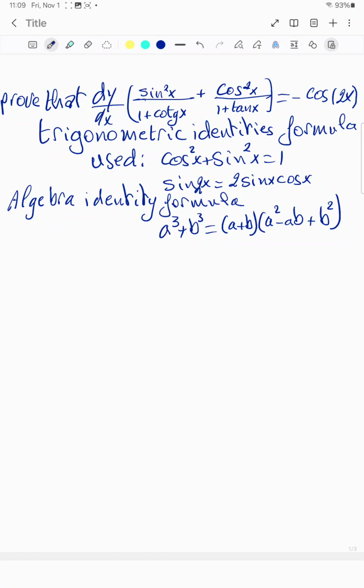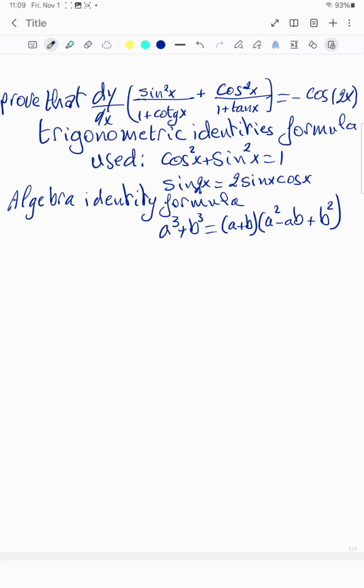In this video, we will try to find the derivative of sine square of x divided by 1 plus cotangent of x plus cosine square of x divided by 1 plus tangent of x. We will try to prove that it is equal to minus cosine of 2x. Before I start deriving, I want to see if I can facilitate my life.